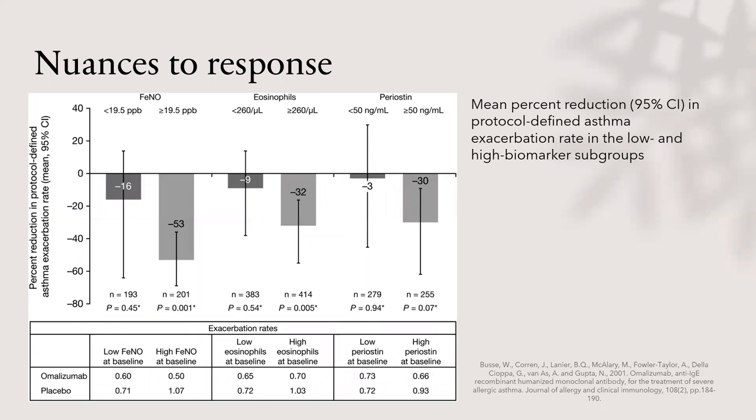When they looked at a post-hoc analysis of that study, the patients who had more exhaled nitric oxide fraction responded much better to omalizumab. The patients who had more eosinophils responded much better to omalizumab. And the last group is the patients who expressed the gene associated with IL-13; those patients responded way better to omalizumab. So there's a lot of nuance to the use of the biologics. It's not just that a patient says they're atopic, so they'll respond to omalizumab. There's a lot more that goes into it.